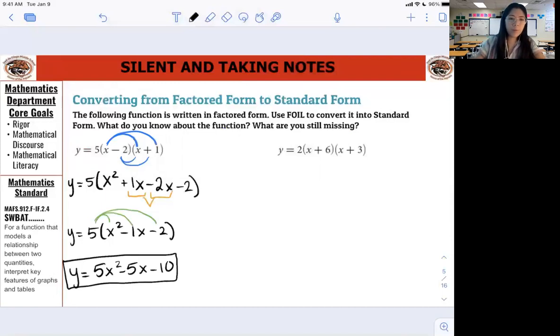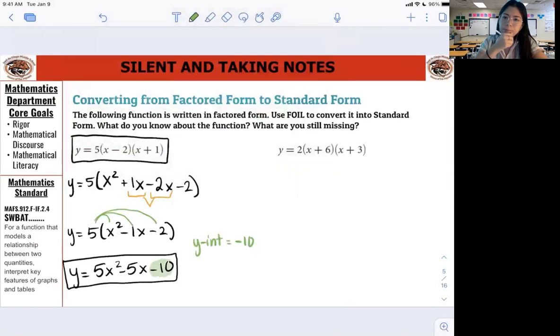So I started off with my factored form. Now I have standard form. Now let's just summarize everything I know about this function. What's one thing I know? The y-intercept. What's the y-intercept? Negative 10. So I have my y-intercept.